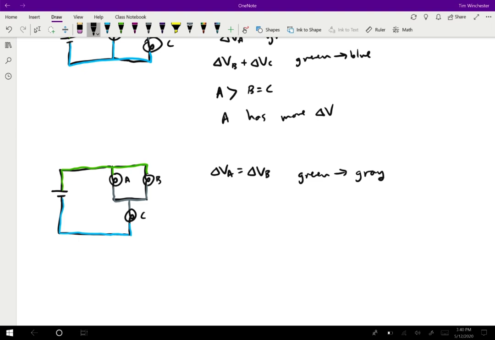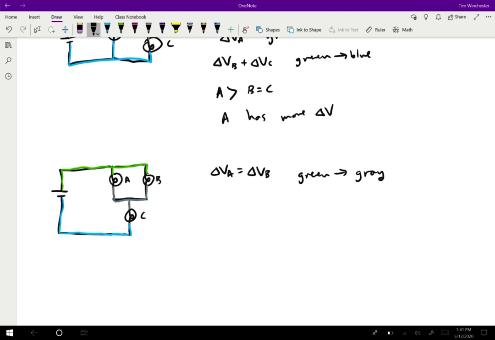What about C? Is C brighter or less bright? Well, based on the potential differences, I can't tell, because I don't know how going from green to gray compares to going from gray to blue. I don't have any numbers. So I have to use a different reasoning for this. So what I'll think about then is the current.